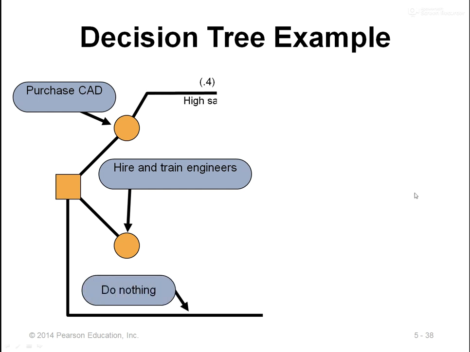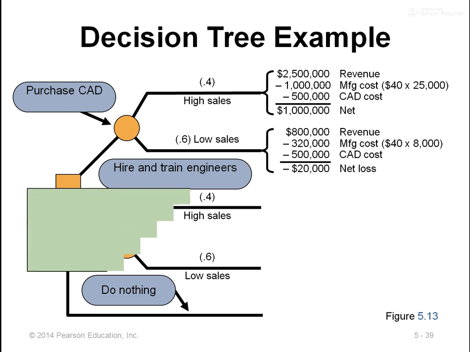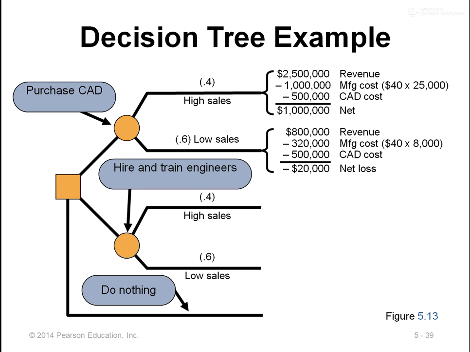Now, if we purchase the CAD equipment, we can have favorable sales with a probability of 40% and low sales with a probability of 60%. The same if we hire and train engineers. Of course, if we are doing nothing, we are not going to consider that. Now, if we purchase the CAD equipment and have high sales, the revenue is going to be $2,500,000. Why? Remember that we can sell 25,000 units at a price of $100 each. If we multiply 25,000 by 100, the revenue is going to be $2,500,000.